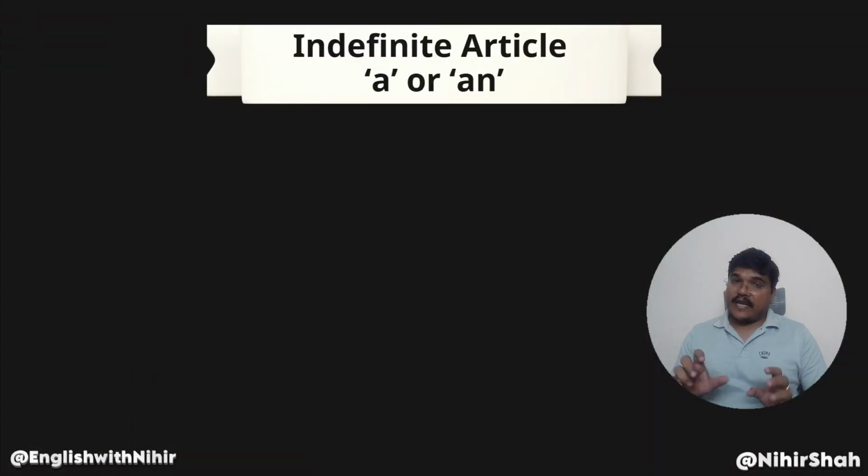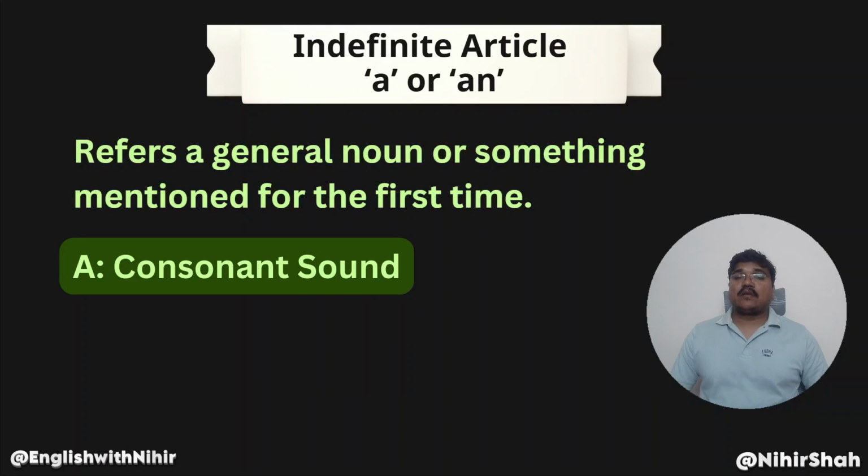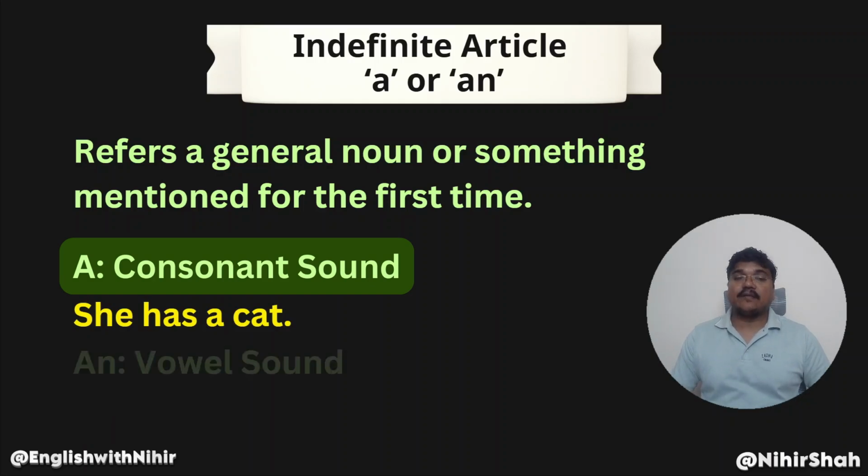Then when to use a or an? A or an comes under indefinite article. It refers to a general noun or something mentioned for the first time. A is used when a noun is starting with a consonant sound. In that case, we will use a. For example, she has a cat. Here we have used a.